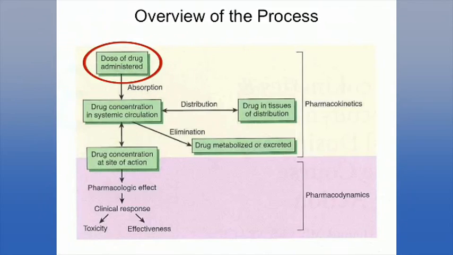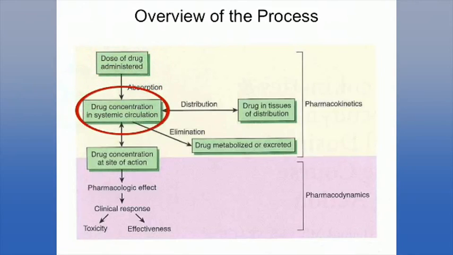A dose of a drug is administered. That drug is then absorbed from the site of administration and gets into the circulation, into the blood supply in here. And we refer to this as systemic circulation. Point to remember, drugs need to get into the systemic circulation to get to their site of intended action.